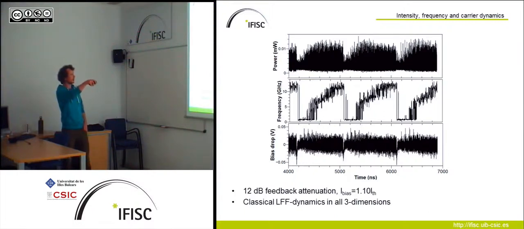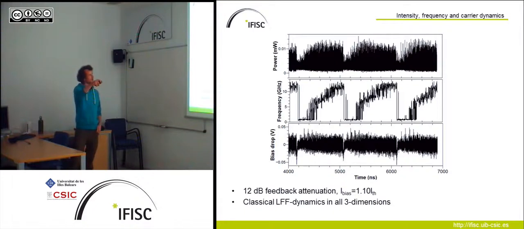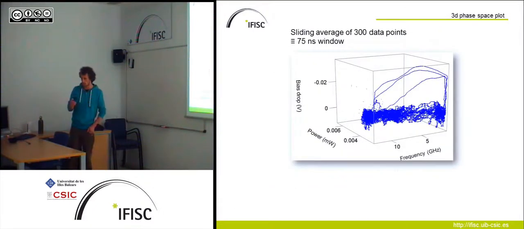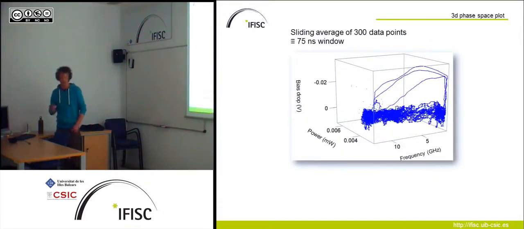So here you see the power dropout, you see here the drop in the bias, and here you see the corresponding response in frequency. So now, in all 3 dimensions, we can nicely characterize the dynamics the system is actually undertaking due to the delayed optical feedback.